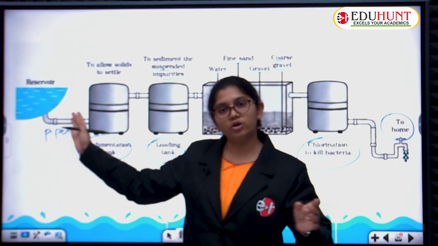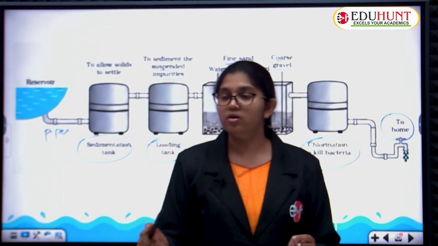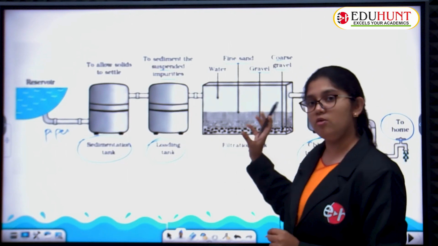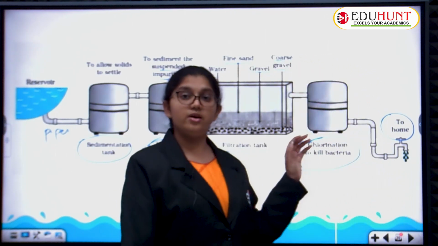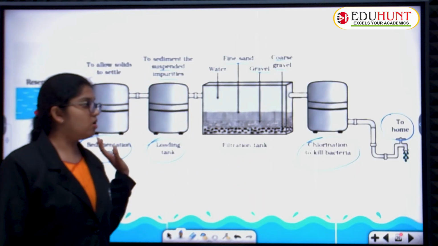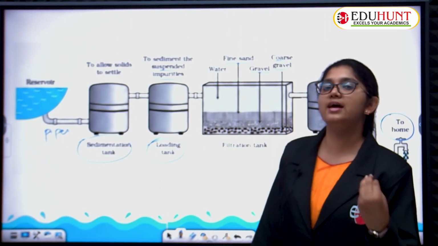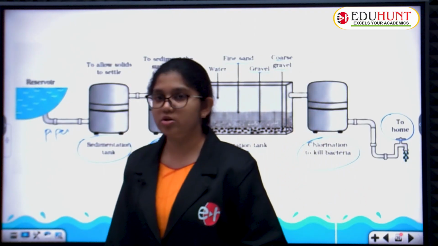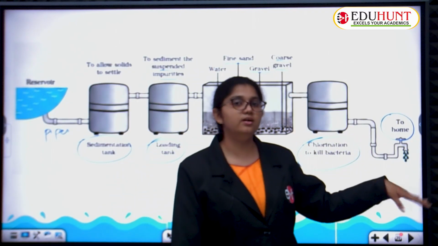So are we getting water directly from the river or lake, children? No, there is so much process involved: sedimentation tank, loading tank, filtration tank, chlorination tank, and so on. All these things are involved. It is a very big process, children. Like that we get drinking water, good water, safe for drinking and safe for our household work.